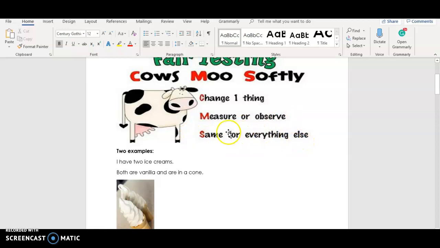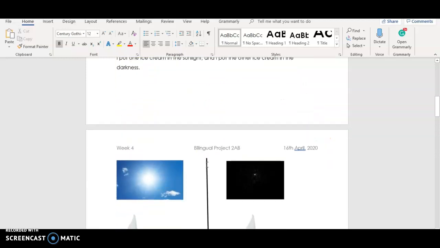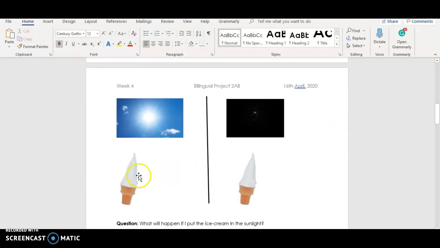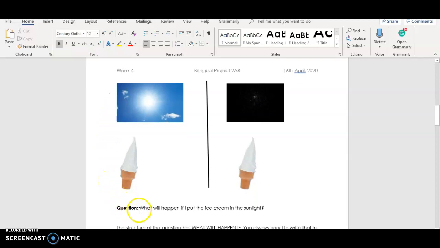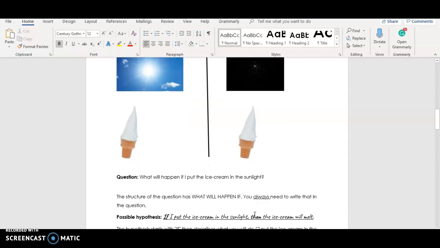And if the objects or the other things are equal, so it's a fair test. This is a real fair test. This is good. This is correct. And the question for this fair test is, what will happen if I put the ice cream in the sunlight? That is the question for our experiment.